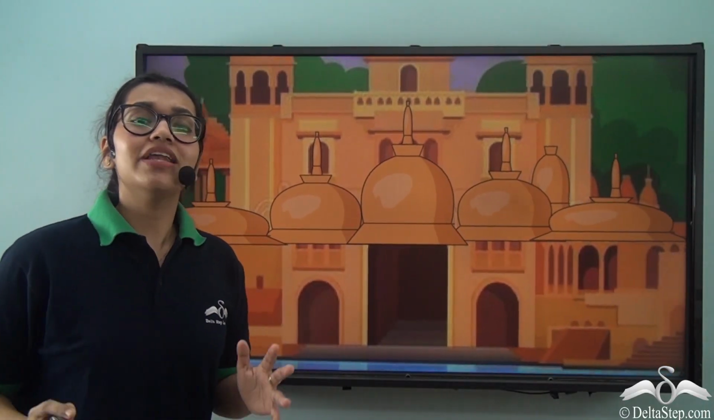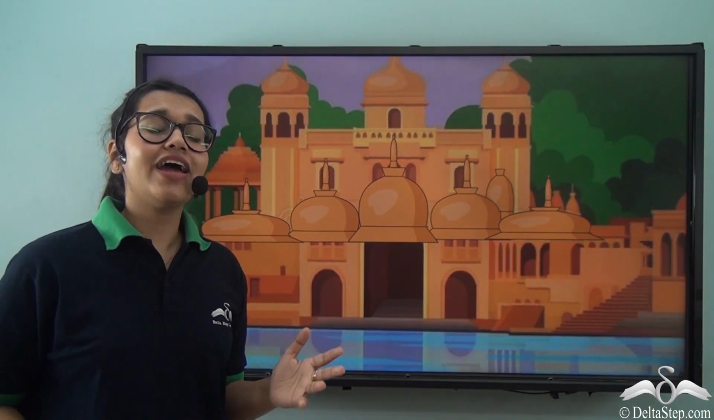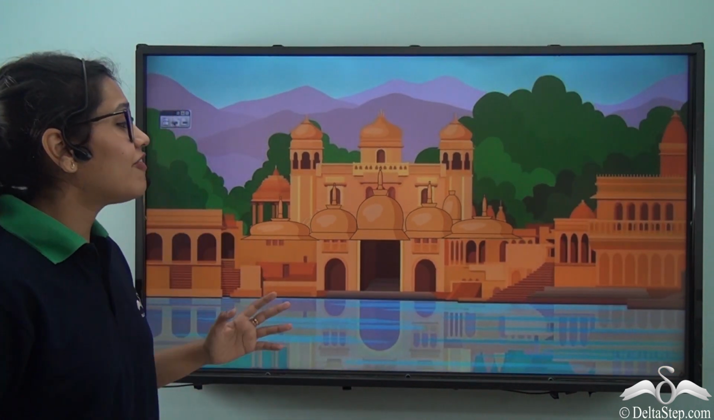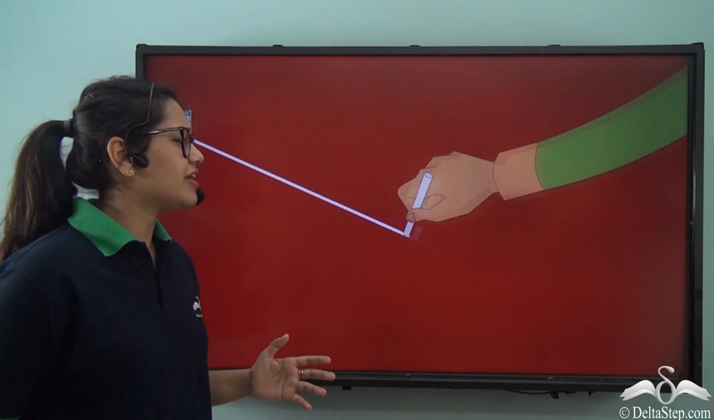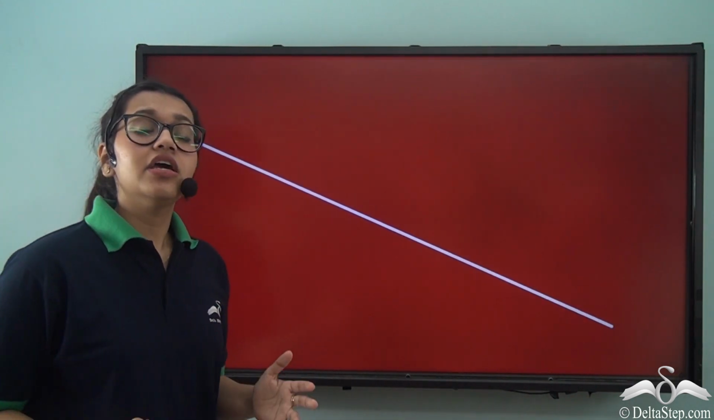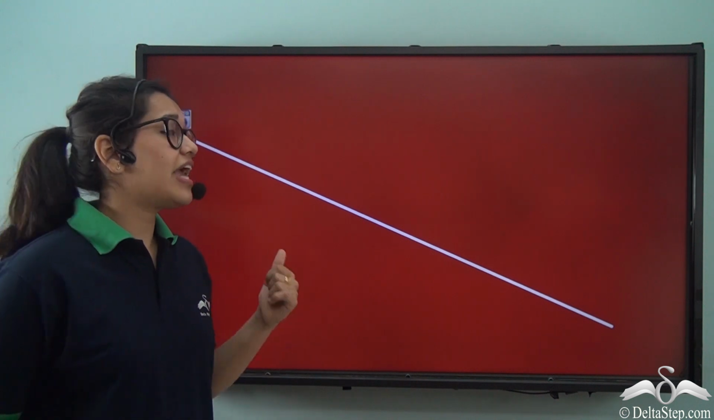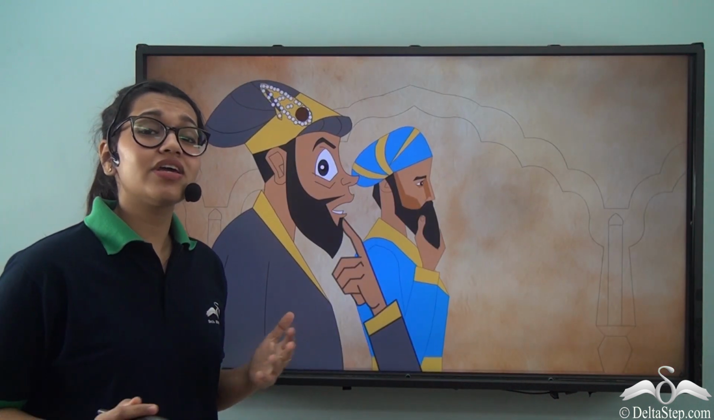Let us begin by listening to a story about Akbar and Birbal. I'm sure we've all heard about it, right? Well, one fine day, Akbar in his court decided to puzzle the people in his court. What did he do? He took a chalk and he drew a big line just like this. And then he challenged the people. He said, can anyone make this line shorter without erasing it?